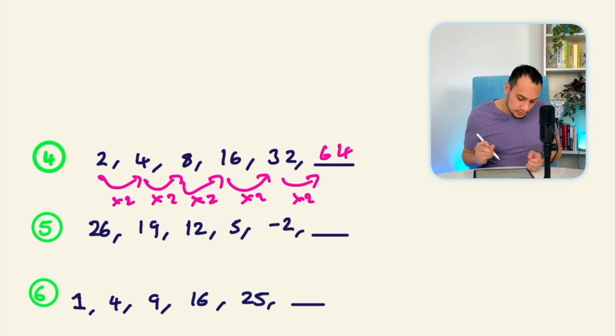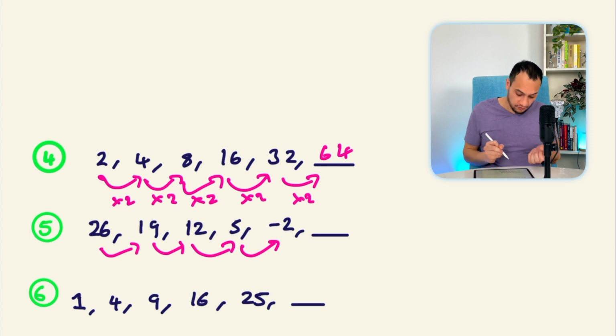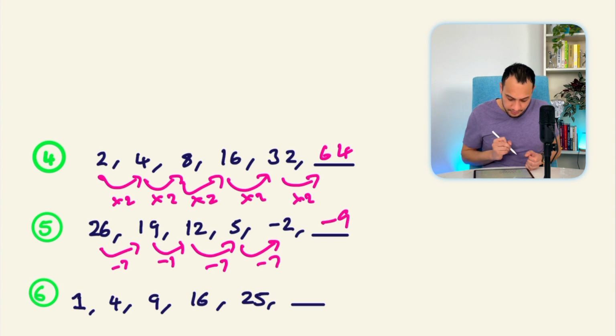Let's look at our next one. In this case, we've got something called a declining arithmetic sequence because it's going down in constant differences. From 26 to 19, we're minus 7. From 19 to 12, we're minus 7. From 12 to 5, we're minus 7. From 5 to minus 2, we're minus 7. And then minus 2 minus 7 will be minus 9.